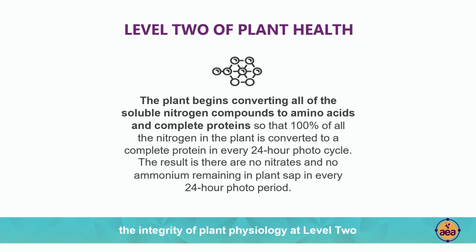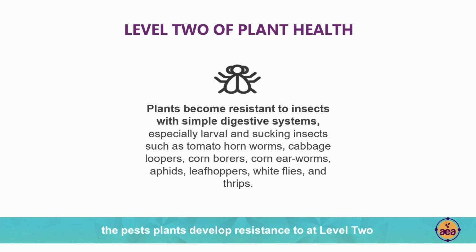When we are utilizing SAP analysis, the SAP analysis measures nitrate and ammonium and total nitrogen separately as 3 separate analytes. And our goal is to have non-detectable levels of nitrate, non-detectable levels of ammonium, and yet for the plant to have abundant levels of total nitrogen. That is an indicator and a signal to us that the plant is properly converting all these various forms of nitrogen into complete proteins. And when this happens, plants become very resistant to all of the insects that have relatively simple digestive systems, all the larval and sucking insects. Aphids are in this list. Leafhoppers, flea beetles are in this list as well. Spoke about flea beetles a little bit yesterday.